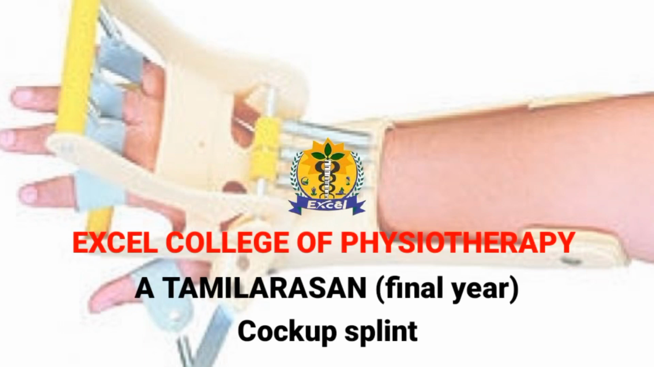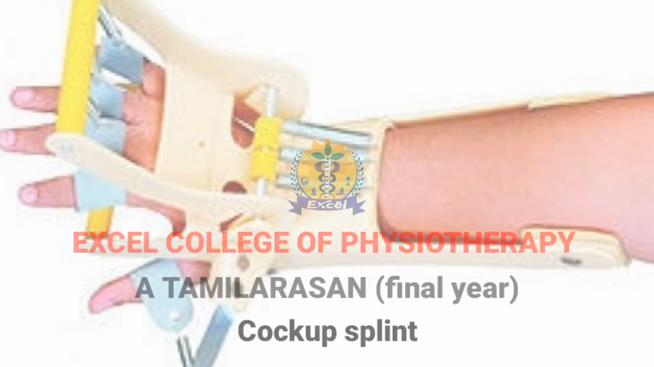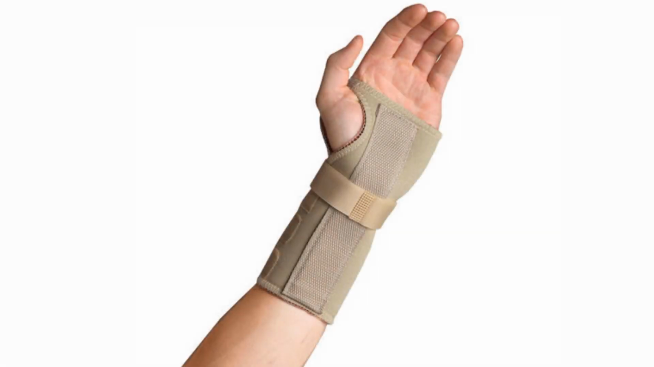Today we will be seeing about the Cockup splint. Cockup splint is one of the types of upper limb orthosis. It immobilizes or stabilizes the wrist in a neutral or mildly extended position with volar or dorsal support. It allows the fingers and thumb motion and it should be worn all the time except during exercise and bathing. It may be static or dynamic.